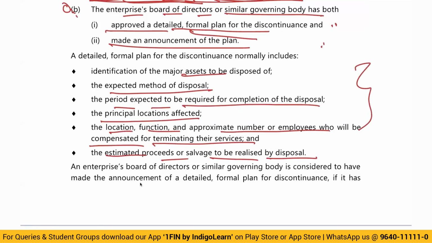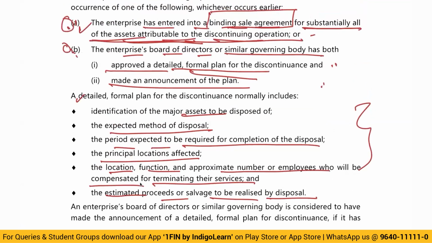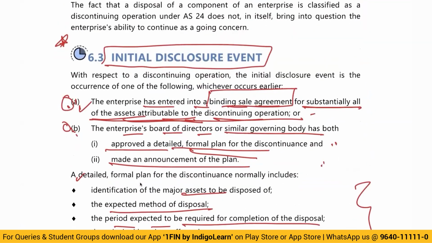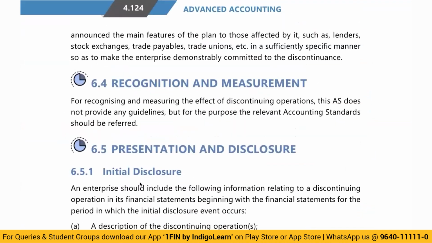Correct. So this is what is a part of the plan. But most importantly, if there is a binding sale agreement, then it is an initial disclosure event. Or if the board of directors has approved a plan and made an announcement of the plan, that is a disclosure event. Whom should we announce it to? To lenders, stock exchanges, trade payables, trade unions, etc. So these are the parties who are affected, to whom we will be announcing.